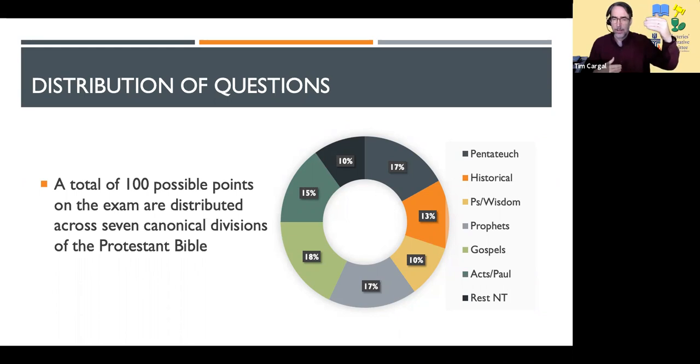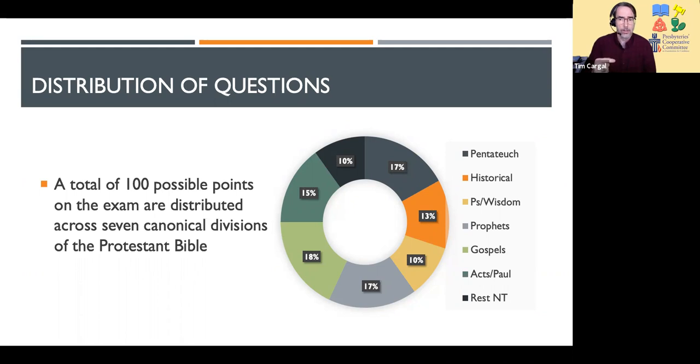So this could be 5 names with quotations. So you're matching the name of the person with the statement from the biblical text. Or it could be matching a key verse with a book of the Bible. And because there are then 5 basic points of information that are assessed by each matching question, those questions are worth 5 points apiece rather than 1.